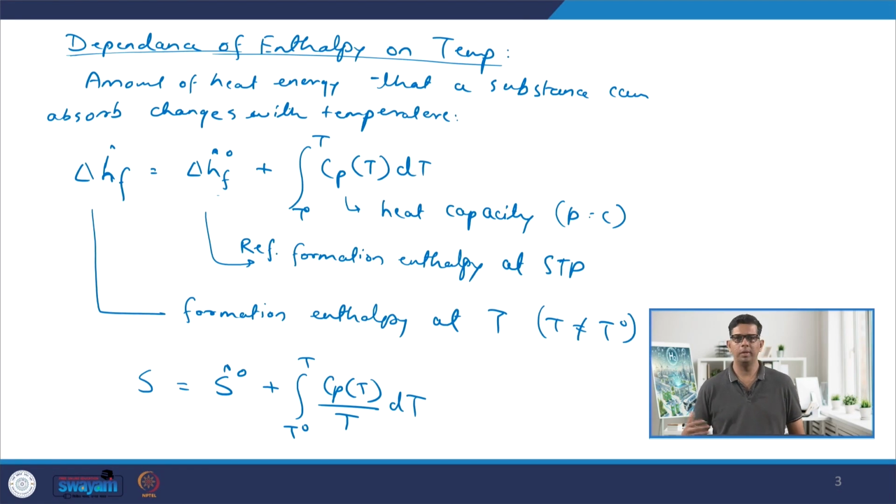We also found out the relation between enthalpy and its dependence on temperature. We saw that the enthalpy of this reaction at any arbitrary temperature, different from standard temperature and pressure conditions, depends on its reference formation enthalpy and a factor that involves the heat capacity. It is basically the integration of Cp, which is dependent on temperature, from T0 to T. The same is also connected to the entropy term. So we have the reference entropy term plus the integration of Cp over T with respect to temperature from T0 to T.